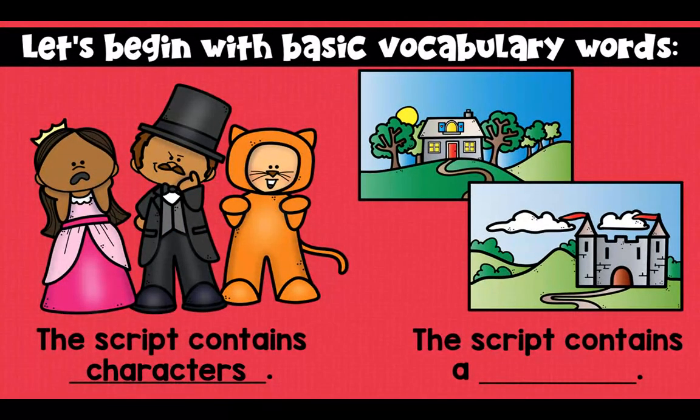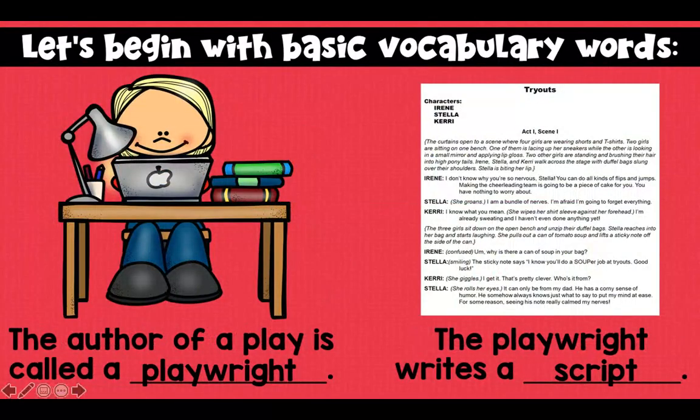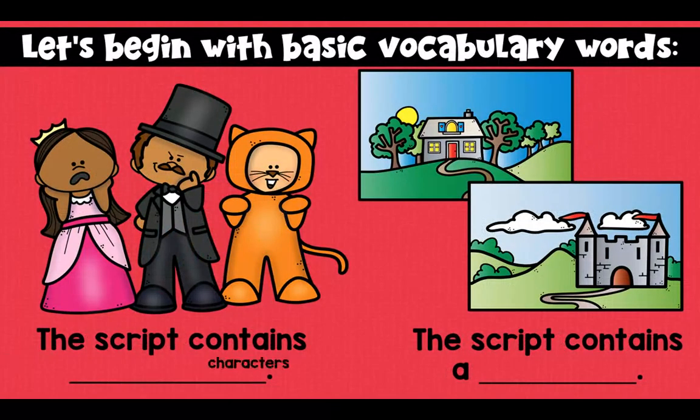So the script contains characters. Those are the people who are in the play. And it also contains a setting, where the play takes place. If we go back, we can see we've got the characters listed here on this script. And then this little paragraph here sets up the setting and tells where they're at, what those people are doing, and what is going on there.